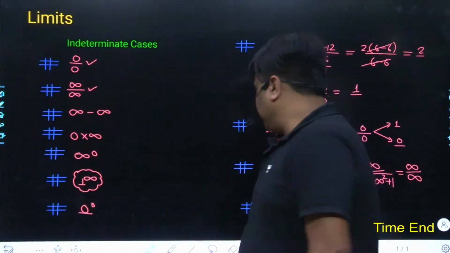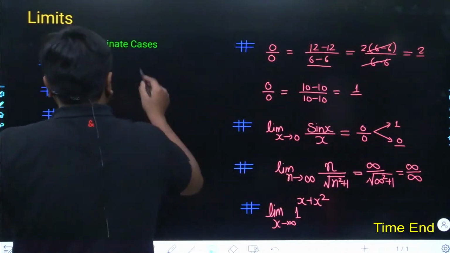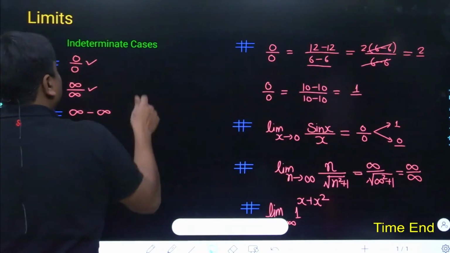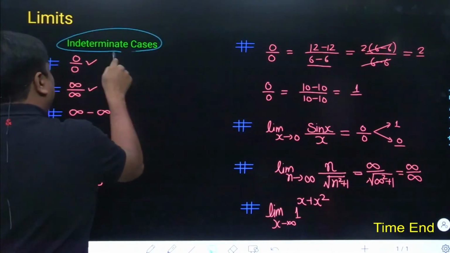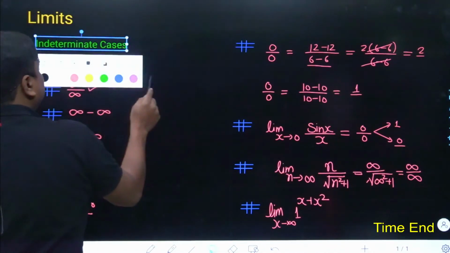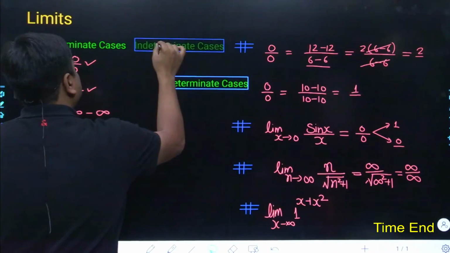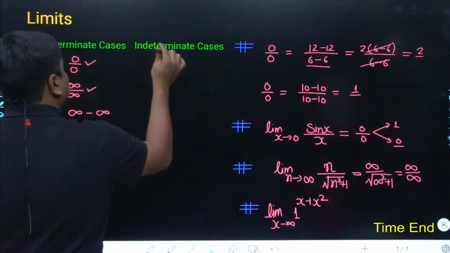Many times I have seen many students have a doubt: sir, okay, we have 7 indeterminate cases, but I still have doubt about a few more cases, whether they are determinate or indeterminate. Apart from these 7 cases, all are determinate cases.